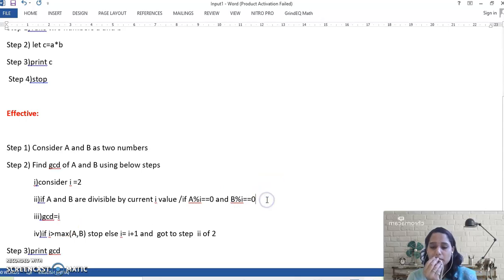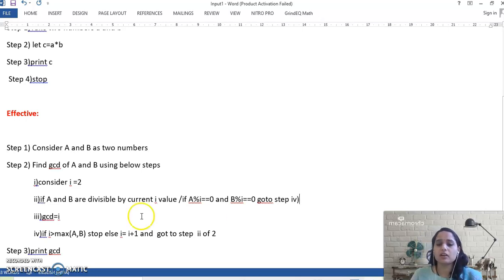Else, remember my algorithm should be very specific. Else I don't have to do anything, continue. If it is not divisible, I don't have to take any action. Else I will say here, else go to step 3. Remember, this should be mentioned here. If it is not divisible, then I'll go to step 4 directly.